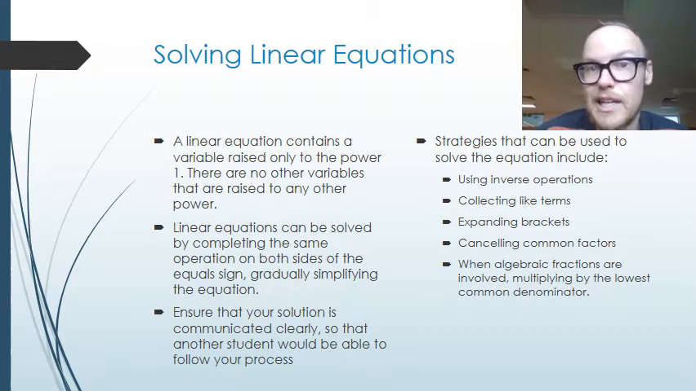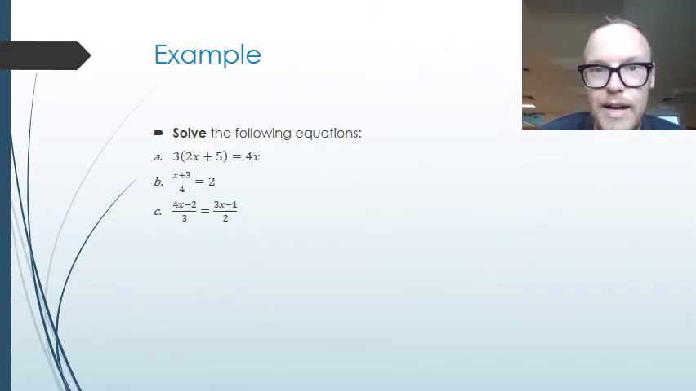You can also look at collecting like terms, which will often simplify things. You can expand brackets out. Cancelling common factors is often a very helpful way to do it. And when algebraic fractions are involved, if you multiply both sides by the lowest common denominator, that can be a really helpful strategy to simplify your equation down. So let's have a look at some examples and see how we go with those.